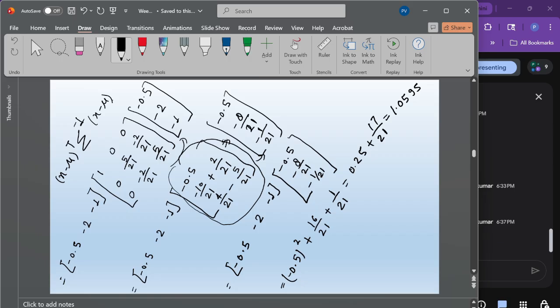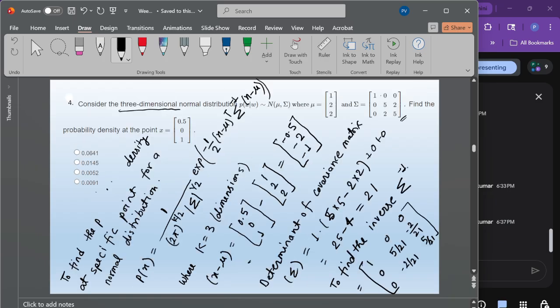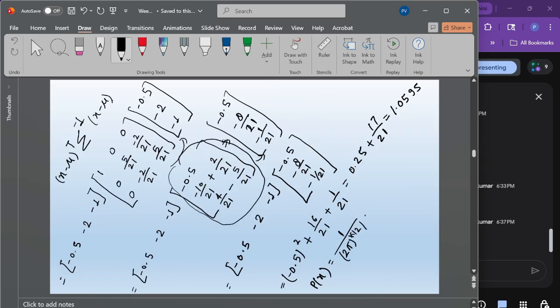So p of x, that is, given a data point, the value will be 1 by 2 pi to the power k by 2, right? Our formula is k by 2. Then the determinant of the covariance matrix to the power 1 by 2, and exponential of minus 1 by 2 times this whole part, x minus mu transpose inverse x minus mu.